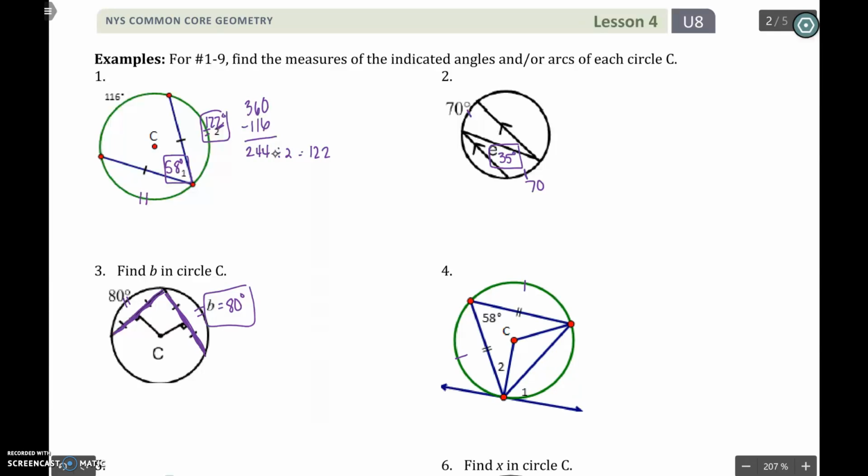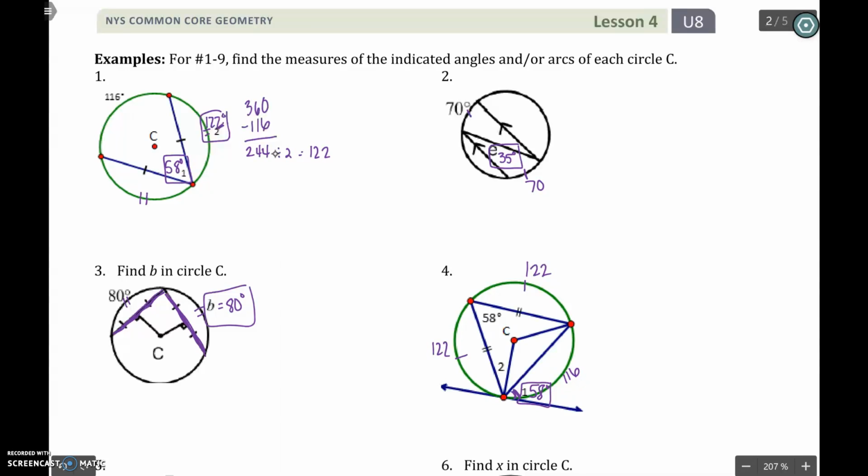And we have this 58 degrees, so that's an inscribed angle. If I double that, 58 times 2 is 116. And then subtract from 360, divide that by 2, and these other 2 arcs have to be 122 degrees each. Okay, now, using that, the 116 and angle 1 would be half of 116, which is 58, because the vertex is on the circle. And then angle 2 is a little tricky.